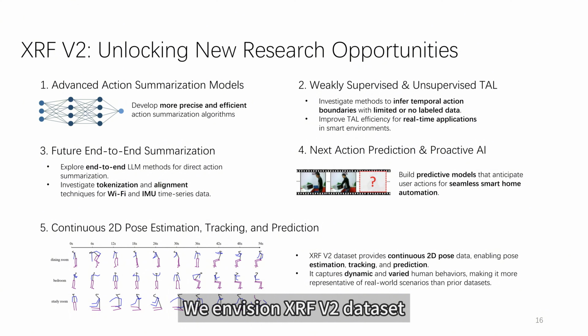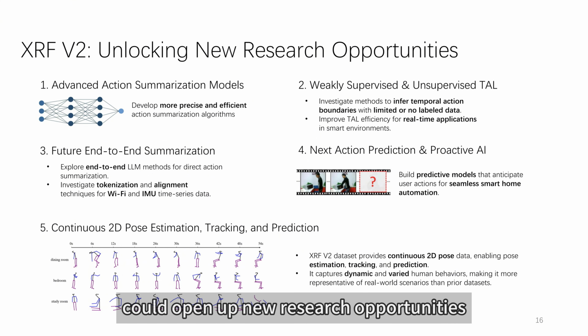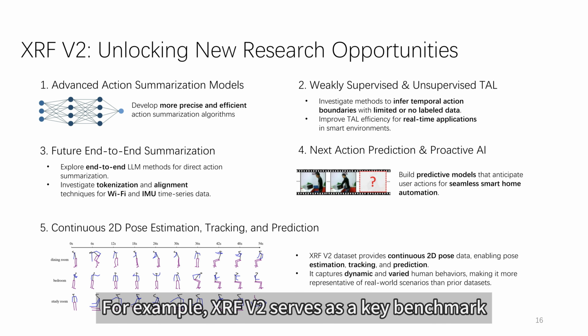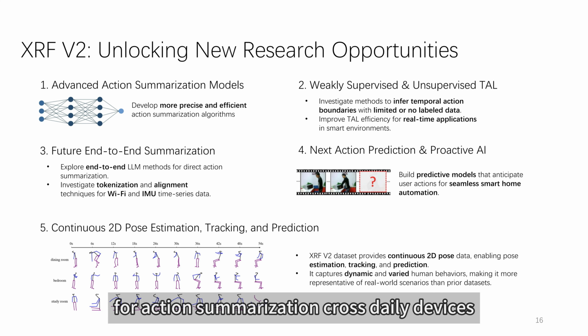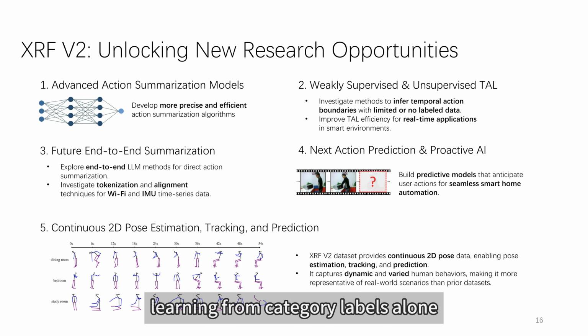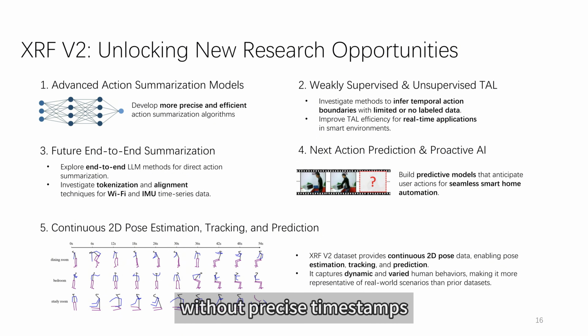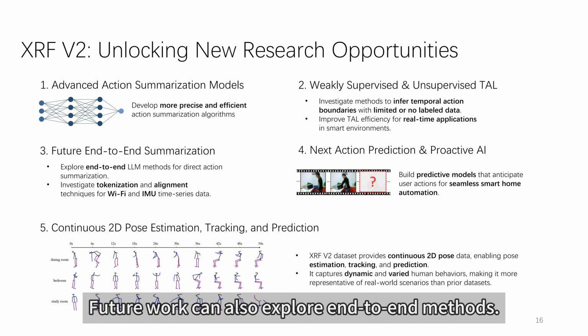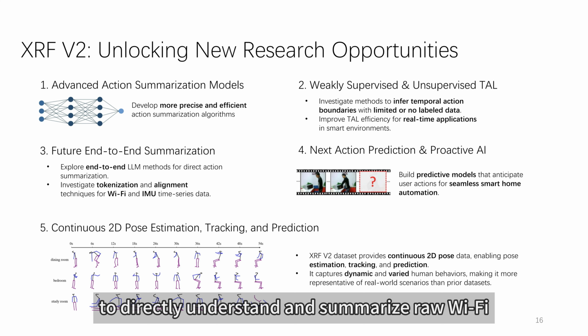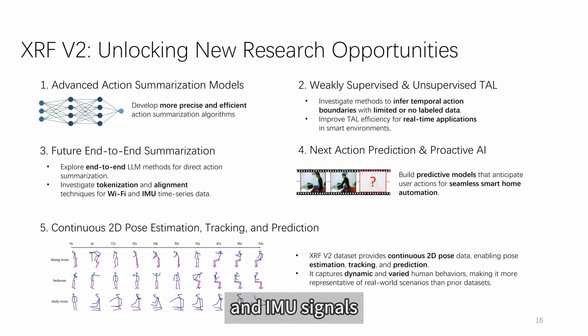We envision the XRF-V2 dataset could open up new research opportunities across multiple fields. For example, XRF-V2 serves as a key benchmark for action summarization across daily devices. It also supports weakly supervised action localization, learning from category labels alone without precise timestamps. Future work can also explore end-to-end methods. This may involve using LLMs to directly understand and summarize raw Wi-Fi and IMU signals.